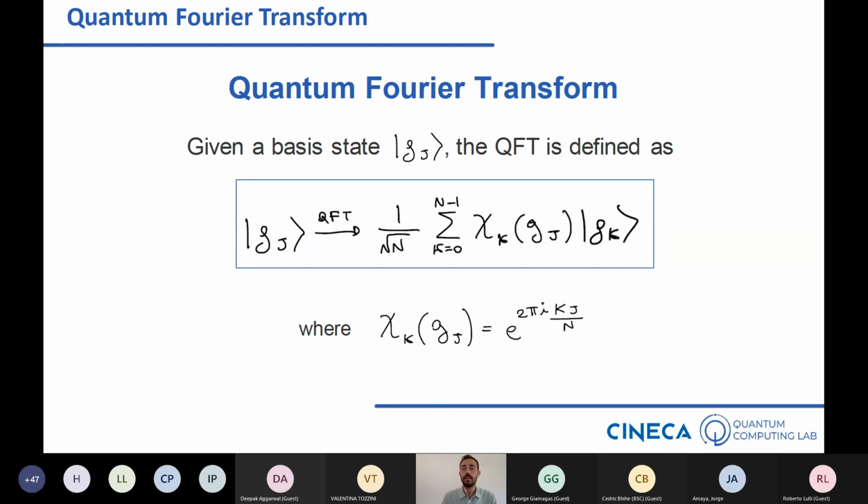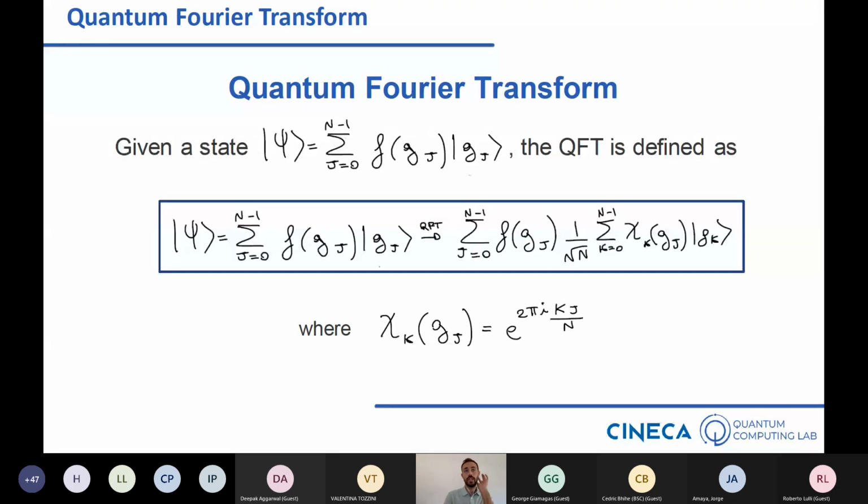And you can see that this is a general form of the quantum Fourier transform. So what happens when you're given a state psi and you apply the quantum Fourier transform to it? It transforms the basis states into what we have seen before. So at the end, you get something that looks like this with the same coefficients. It's a summation both on the j and on the k.